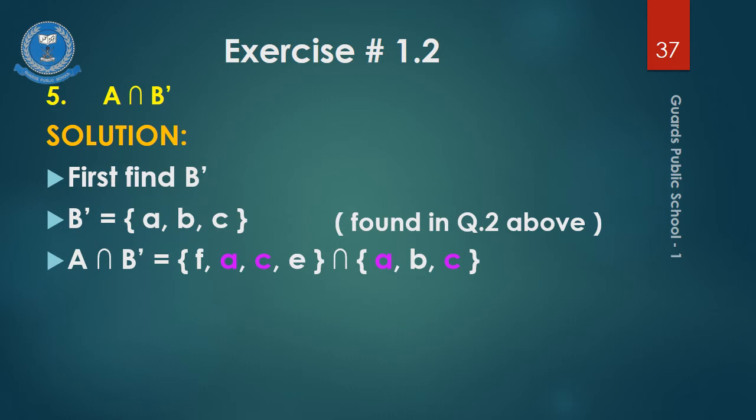Now intersection means common members. Can you tell me which members are in common? Yes, A and C. Therefore, we will write A intersection B complement is equal to A, C, and this is the required answer.